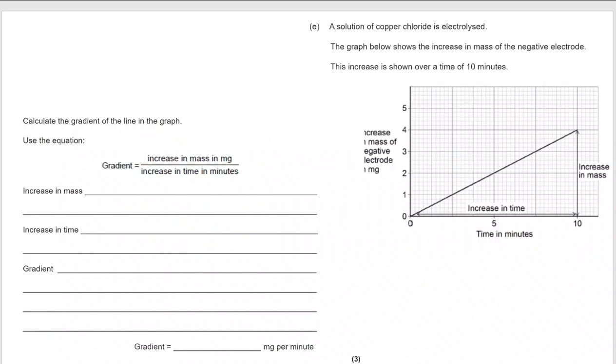Moving on, we've got a question on gradients here, working out the gradient of the line. So you need to be able to read that graph. If I go through, the increase in mass based on the data given is 4, and the increase in time is 10. To work out the gradient, you do change in y divided by change in x. It actually tells you which ones to use here though. That takes you to 4 out of 10, which is 0.4.